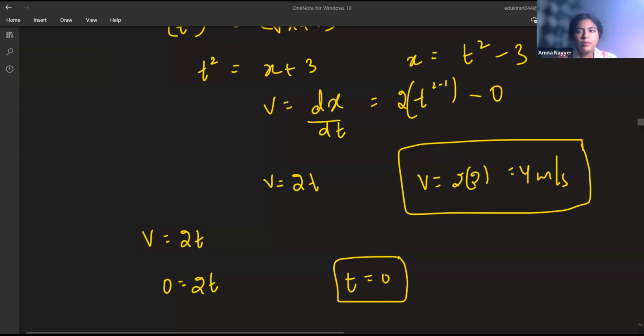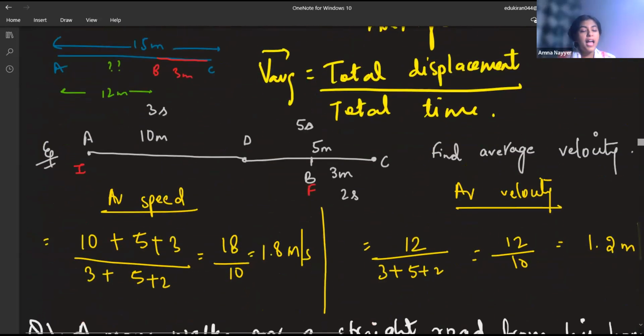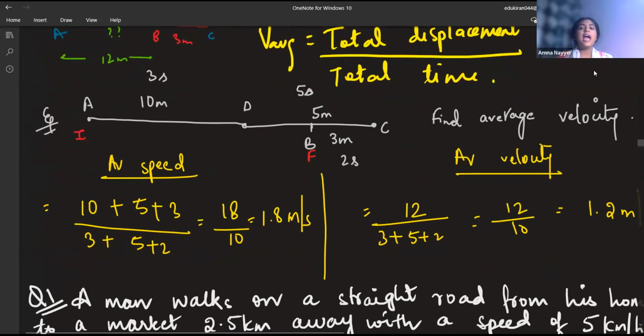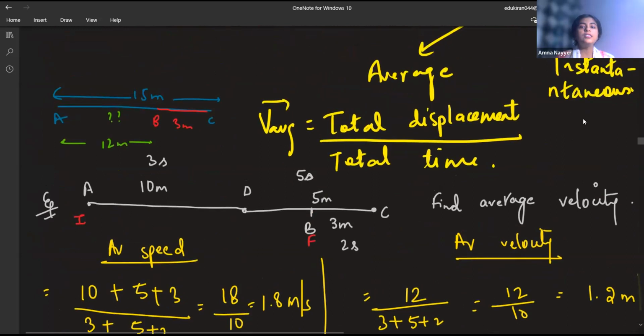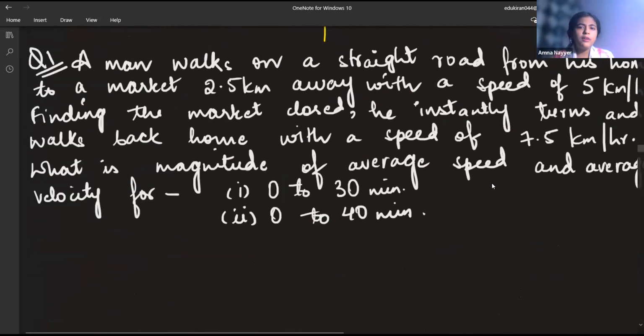So we had started with velocity also. This also we had seen. Uniform, non-uniform, average we had seen. Now in the average velocity class, when you're calculating average velocity, it is total displacement divided by total time, right? That is just the difference between speed and velocity regarding scalar and vector quantity. All of you have written this question. I'll just explain this. This was the question left in velocity.